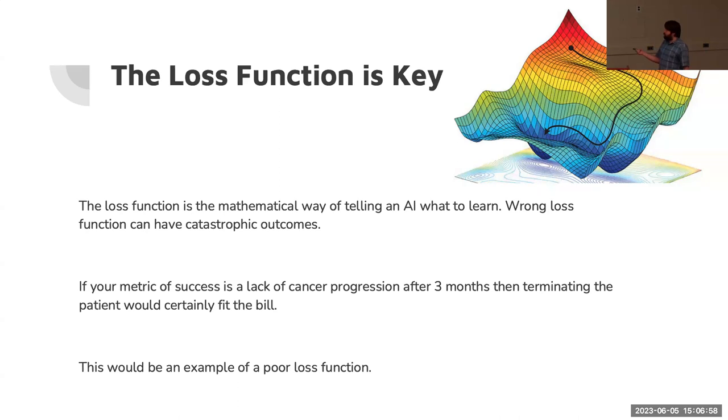So this would be an example of a bad loss function: no cancer progression, because an AI who has no sense of morality or anything is just like, okay. And there have been some stories in the news recently about war games involving AI, and it butts up against this idea of not quite the right loss function.